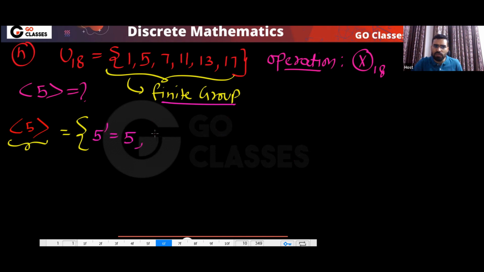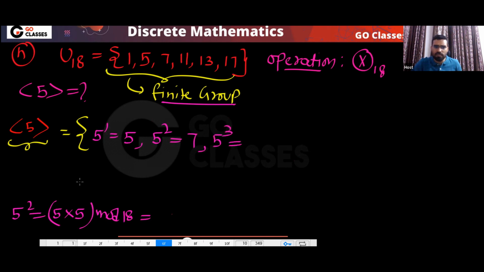5 power 1 is 5. What is 5 power 2? That is 5 multiplied by 5 and then you find mod 18. So that will be 7. And what will be 5 power 3?